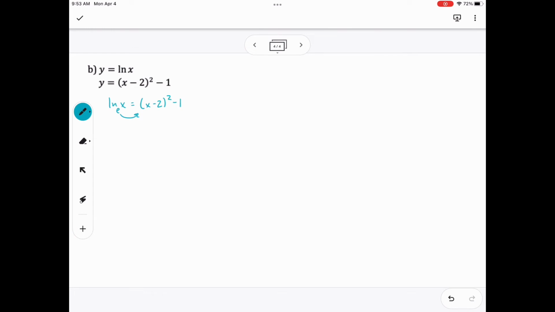Now here I tried to do the same thing with letter B. And so ln of x, we need to get that x out of there, so I kind of changed it to exponential form. But notice that I still have an x up in the exponent, so I can't really solve this normally. So here I'm going to use my graphing calculator to find the intersections, which is okay to do.